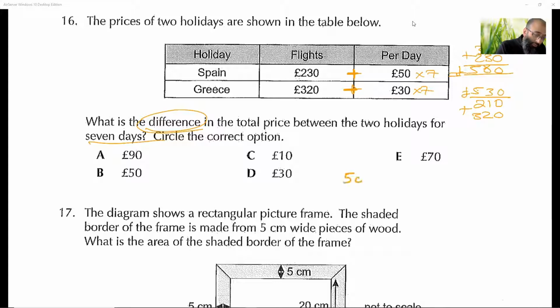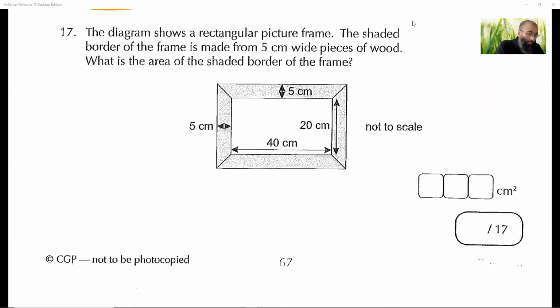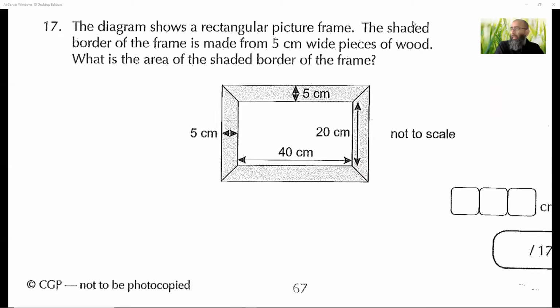So we have 580 minus 530. It's always the largest minus the smallest, and the answer is, Iman? The answer is 50. Correct. Question number 16, fantastic. The last question, question number 17. Let's have Sarah please join us. Microphone on, please.